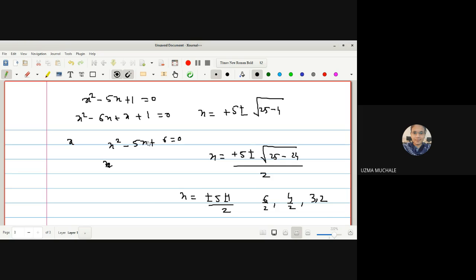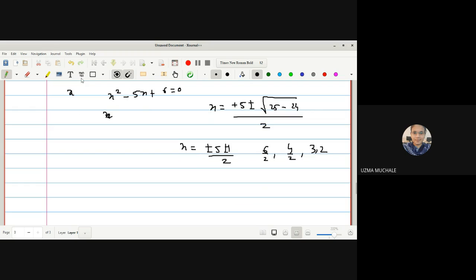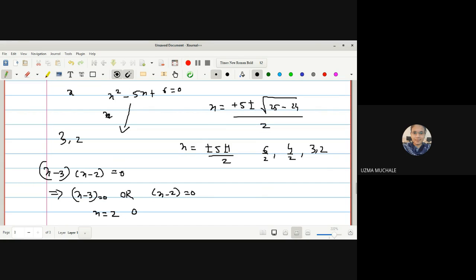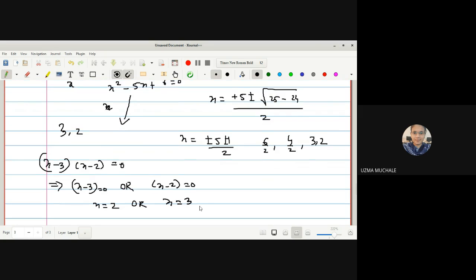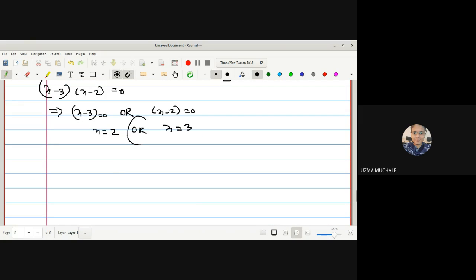Okay, fine. I was confused there because it should be 6 here. So you get the roots as 3 and 2, and we can write it as x minus 3 into x minus 2 equal to 0. After this step, I hope you remember you write it as x minus 3 or x minus 2 equal to 0, and hence we write x equal to 2 or x equal to 3. You write like this only, no? My question is why you are writing or here?